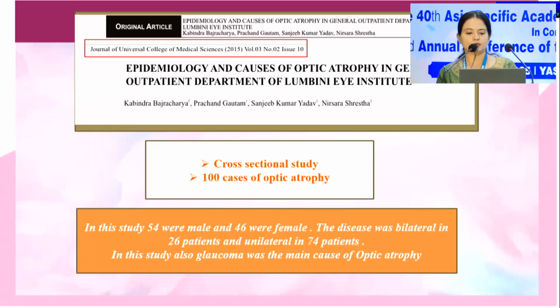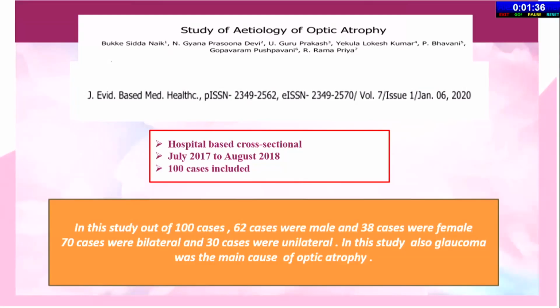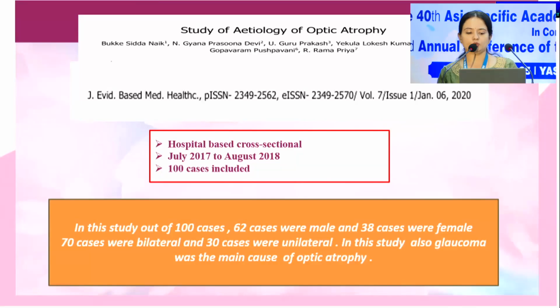In another similar study performed by Nayak et al., a study of etiology of optic atrophy, this was a hospital-based cross-sectional study. From July 2017 to August 2018, 100 cases were included. In this also, 62 cases were male, 38 cases were female, and 70 cases were bilateral and 30 cases were unilateral. In this study also, glaucoma was the main cause of optic atrophy.